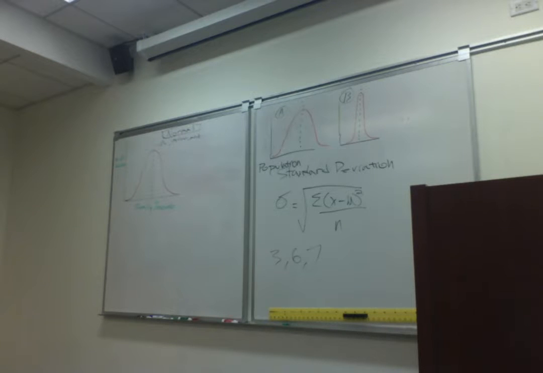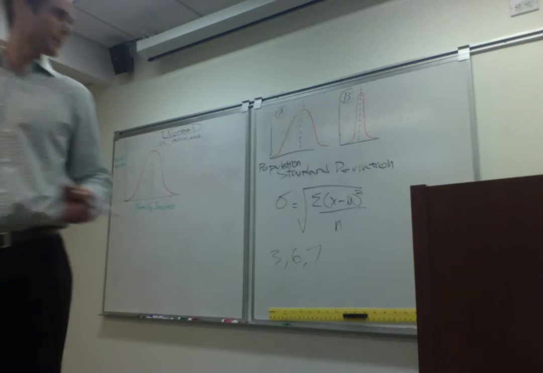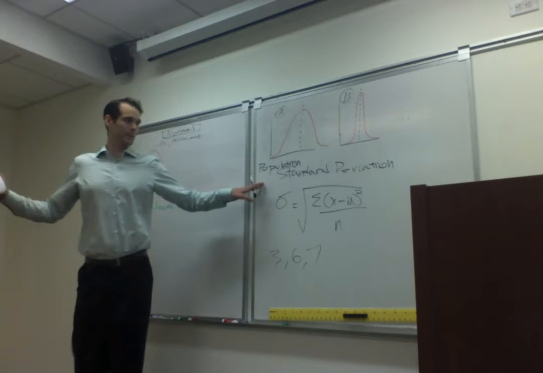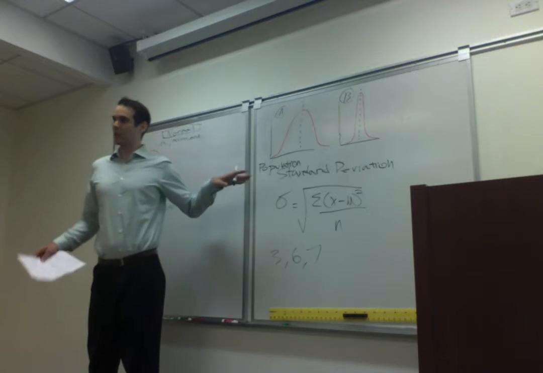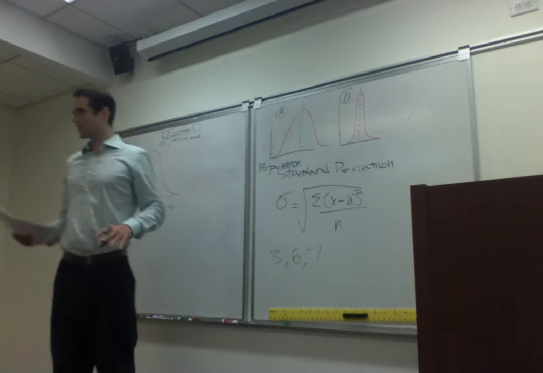So instead of cranking it out on your calculator, if your calculator has a shortcut, I would figure out how to do that. The other option is Excel. So you can put these numbers in Excel, put equals population standard deviation. Now I just mentioned there's a slight difference between the population standard deviation and the sample standard deviation.